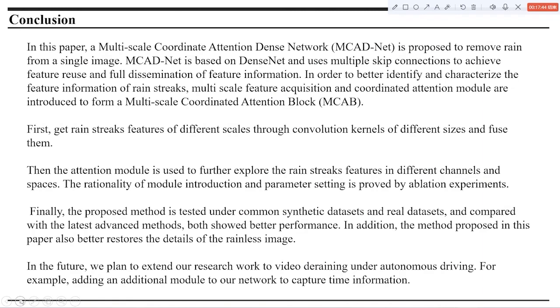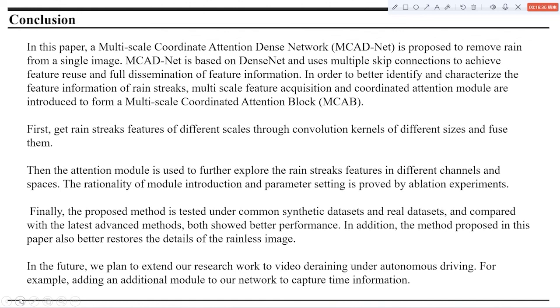The last is the conclusion. In this paper, a multi-scale coordinate attention deep network is proposed to remove rain from a single image. MCAD-Net is based on DenseNet and uses multi-scale connections to achieve feature reuse and dissemination of feature information. In order to better identify and characterize the feature information and rain streaks, multi-scale feature acquisition and coordinate attention model are introduced to form a multi-scale coordinate attention block. First, get rain streak features of different scales through convolution kernels of different sizes and fuse them. Then, the attention model is used to further explore the rain streak features in different channels and space.